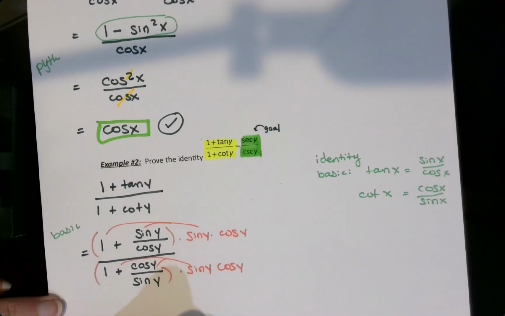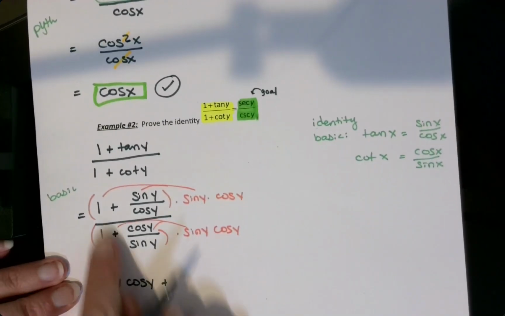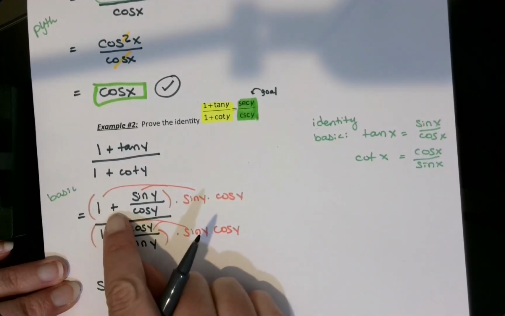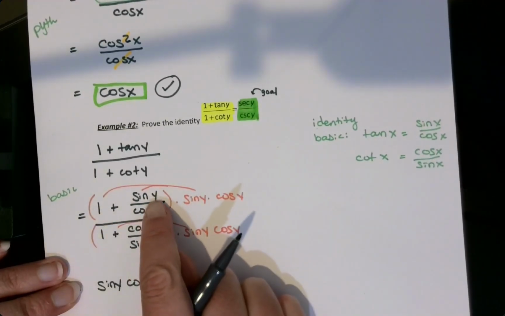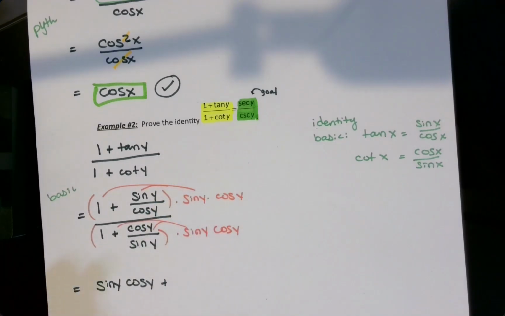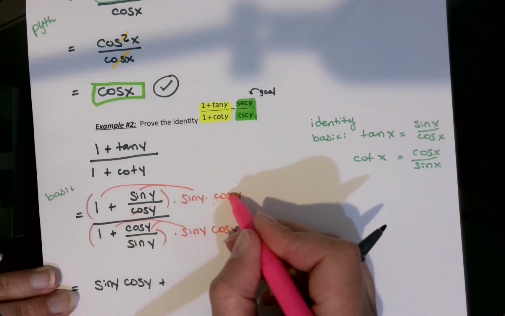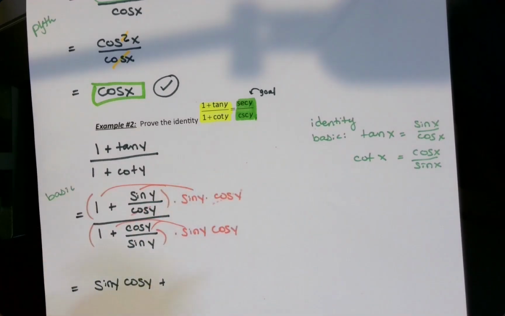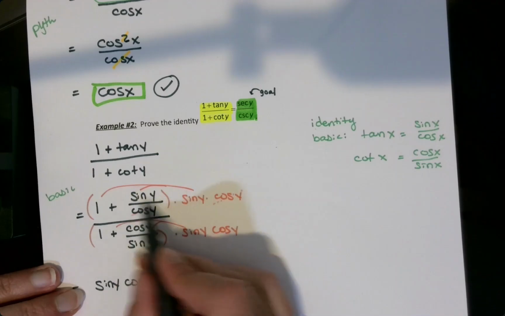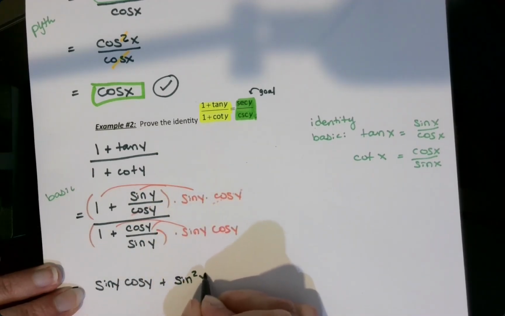1 times sine of y cosine of y will be sine of y cosine of y here, plus the sine of y times the cosine of y. I can imagine that when I multiply these together, the cosine of y is going to cancel with the cosine of y in that term only. And it's going to leave me with sine of y times sine of y, or sine squared of y.